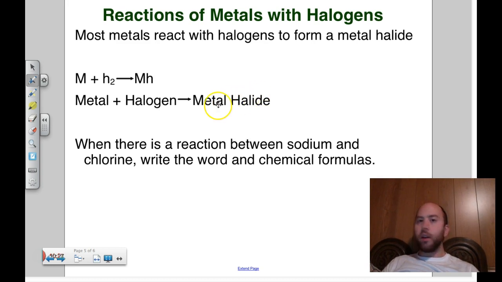Halide means halogen, but there's different halogens like fluorine, chlorine, bromine, iodine. Those are the 4 we'll use. Fluorine, chlorine, bromine, iodine.